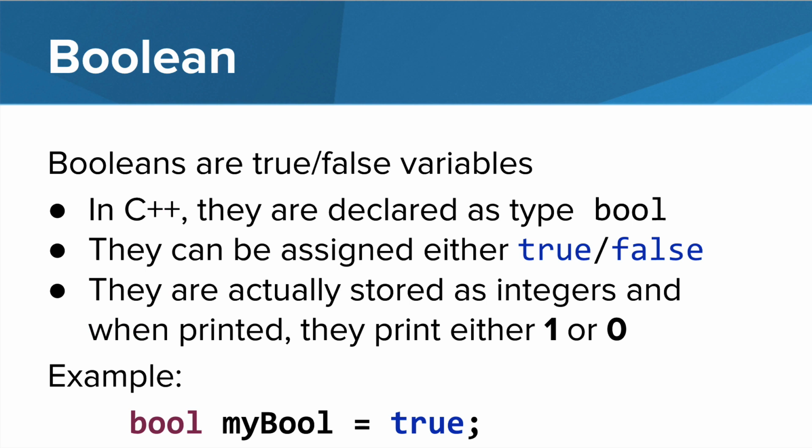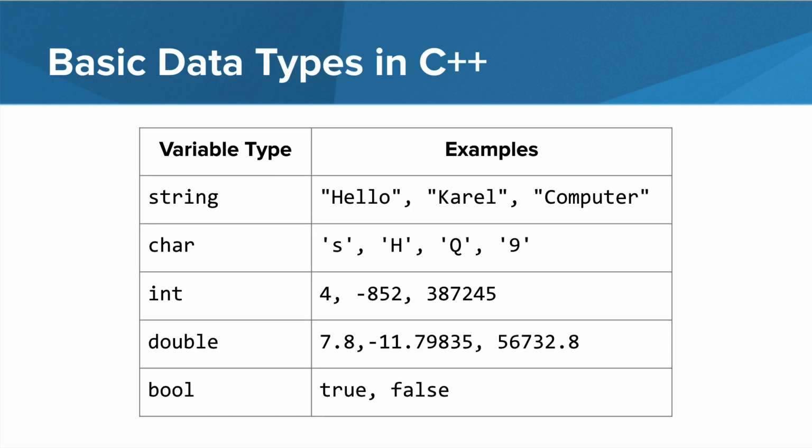The last main variable type is a Boolean value. Booleans are true-false values and are declared using the keyword bool. To assign a Boolean value, you use either true or false, but when printing, you will see C++ print a 1 for true or a 0 for false. So here's all the variable types summarized.